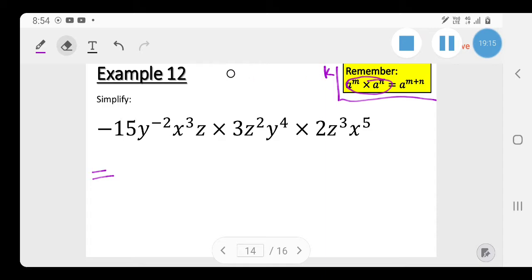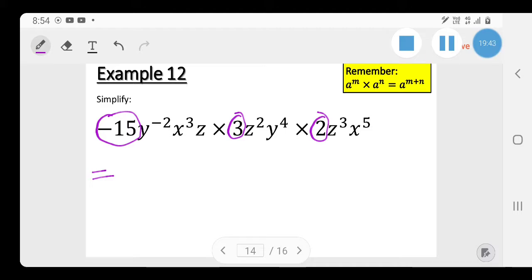Or if I had 4 a's multiplied together with 4 different powers, the answer would just be 1 a with those 4 powers added together. Okay, so you get my drift. So here we have 3 things that we're dealing with, and each one of those has a coefficient. So we don't change our rule, our process.